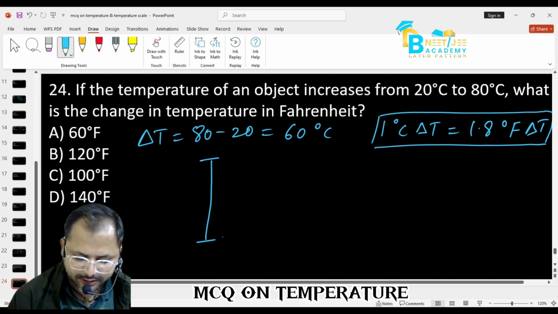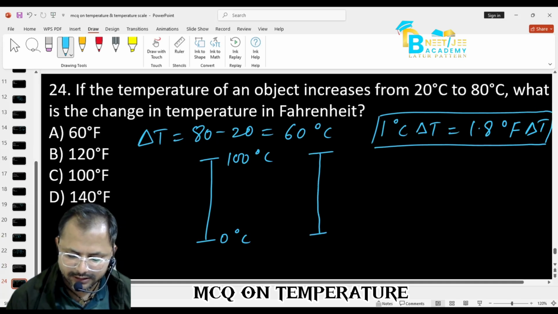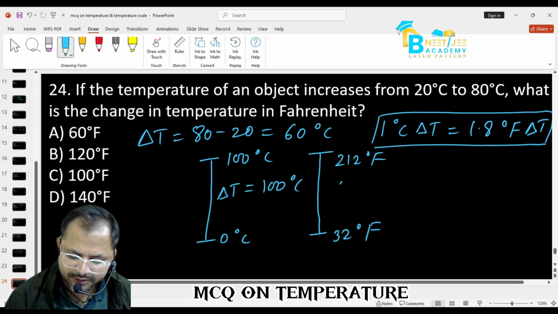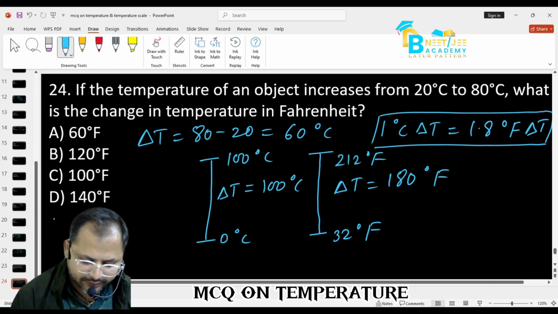बघा, आईस पॉइंट किती आहे, 0 डिग्री सेल्सिअस आणि बॉइलिंग पॉइंट 100 डिग्री सेल्सिअस. फॅरेनहाइट स्केलला कसं असते? 32 डिग्री फॅरेनहाइट आईस पॉइंट आहे आणि 212 डिग्री फॅरेनहाइट बॉइलिंग पॉइंट आहे. तर इथे टेम्परेचर डिफरन्स 100 डिग्री सेल्सिअस आहे आणि इथे टेम्परेचर डिफरन्स 180 डिग्री फॅरेनहाइट आहे. जर आपण यांना इक्वेट केलं, चेंज इन टेम्परेचरला 100 डिग्री सेल्सिअस इक्वल टू 180 डिग्री फॅरेनहाइट, 0 कट होणार, त्याला अजून 10 डिवाइड केलं आपण तर 1 डिग्री सेल्सिअस इक्वल टू 1.8 डिग्री फॅरेनहाइट चेंज इन टेम्परेचर राहणार.